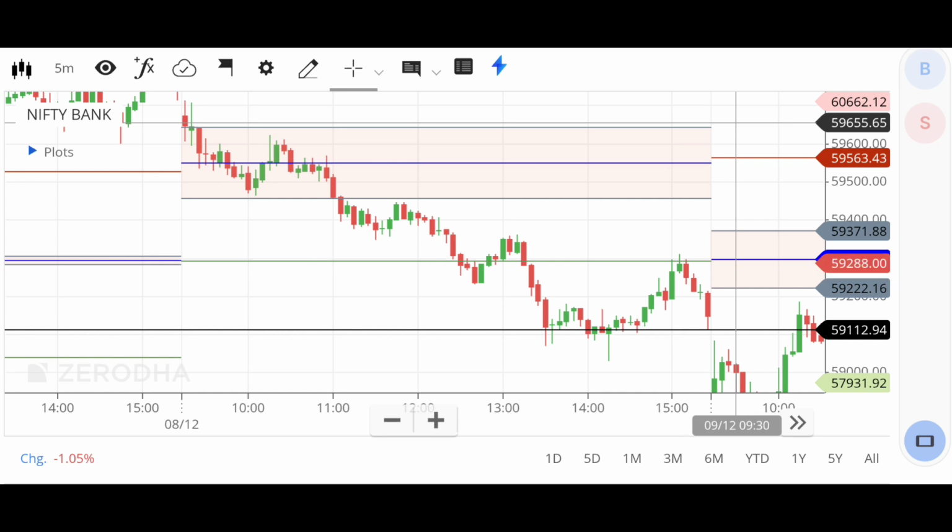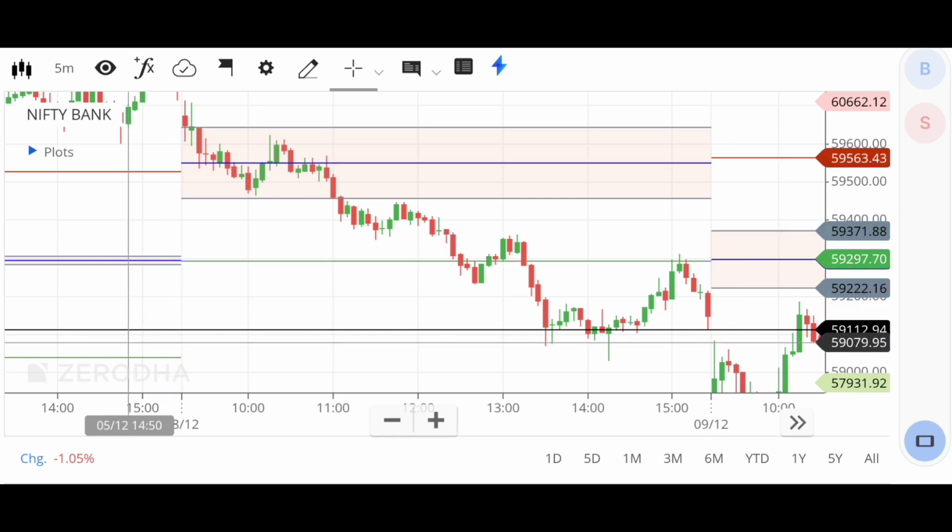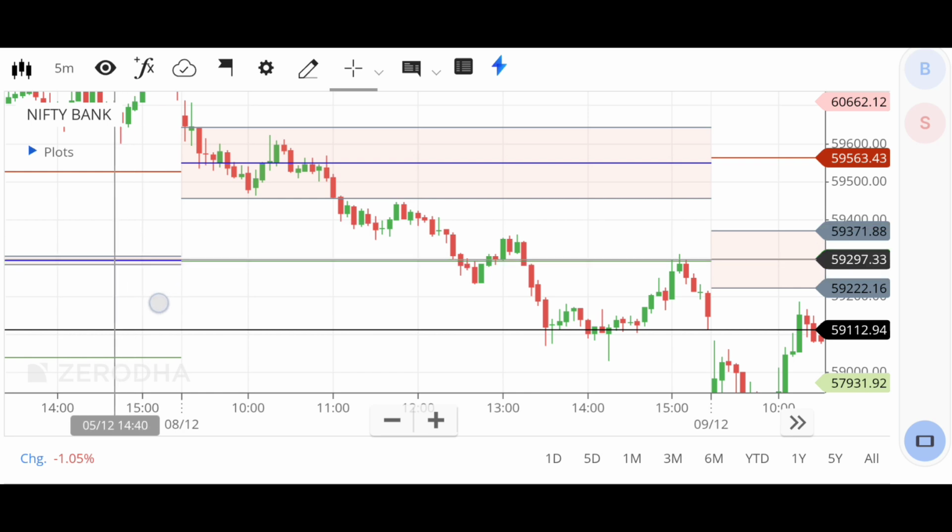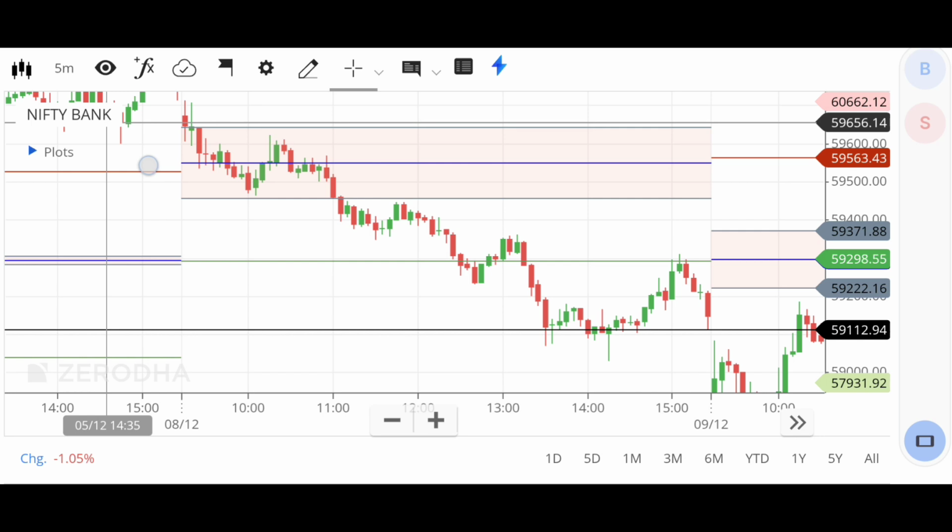So let's analyze everything. Usually, I use CPR and pivot points and the previous day high and low as my primary indicators. So the market traveled in between the three indicators that I used today. One is CPR, another one is S1, and the third one is previous day low. You see, the market opened above the CPR zone. After that, the market traveled inside the CPR only.